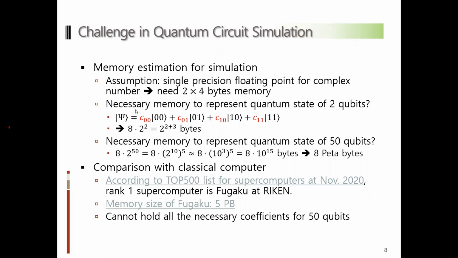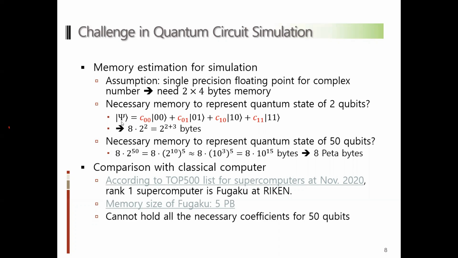So let's assume that we have a very simple quantum computer which has only 2 qubits, and we want to simulate the quantum circuit which will be applied to this kind of hardware. Then how much memory do we need?